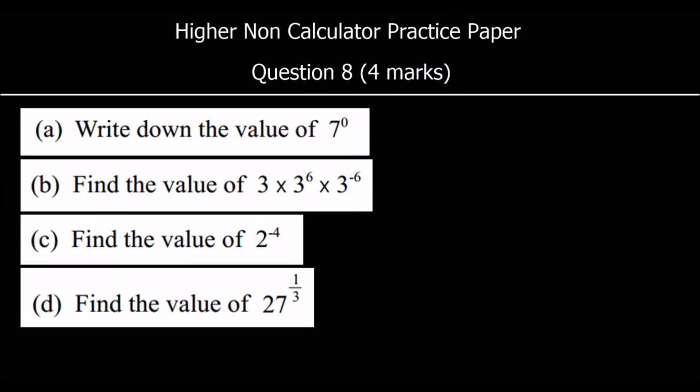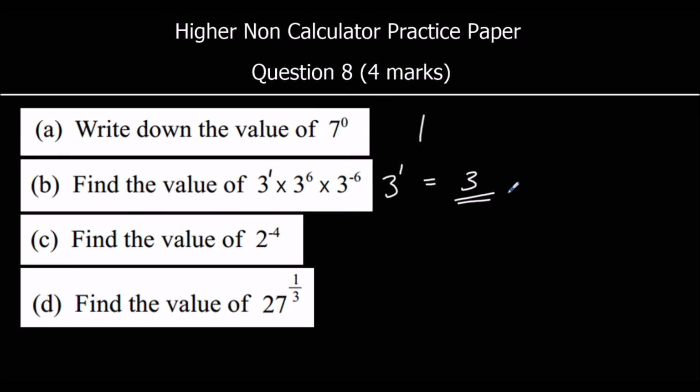Question 8. Part A, write down the value of 7 to the power of 0. So anything to the power of 0 will be 1. Part B, find the value of 3 times 3 to the power of 6 times 3 to the power of negative 6. So 3 is the same as 3 to the power of 1. And when we multiply indices, we add the powers. So 1 and 6 make 7. Minus 6 is 1. So we've got 3 to the power of 1, which is just 3.